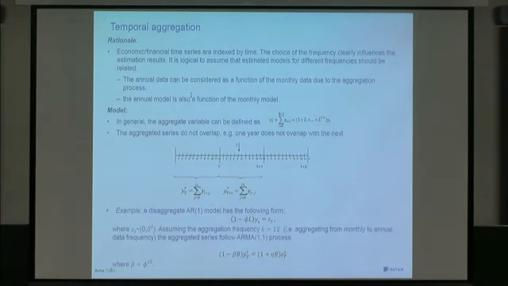The final part is temporal aggregation. There is a field in time series analysis which is called temporal aggregation. And the general assumption is very simple. All economic or financial time series are indexed by time, so the choice of frequency clearly influences the estimation results. So it is logical to assume that estimated models for different frequencies should also be related. The theory is quite well developed for the normal case and for some linear models.